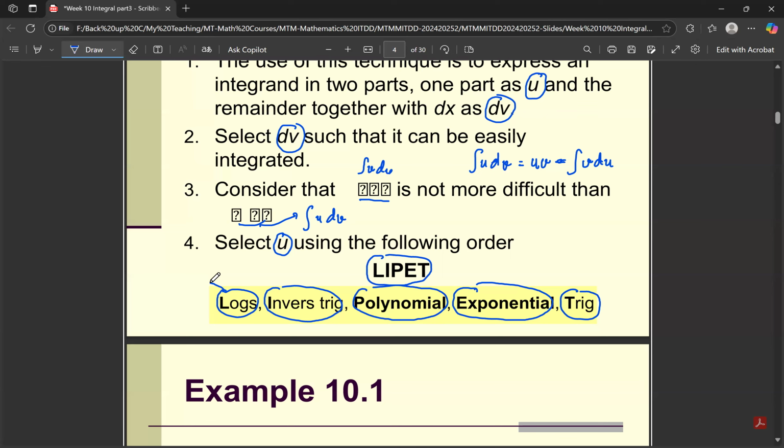What is a logarithm? A logarithm can be like this, ln x for example, or log 1, for example, and so on. So any kind of function that contains a logarithm can be chosen with priority as u.